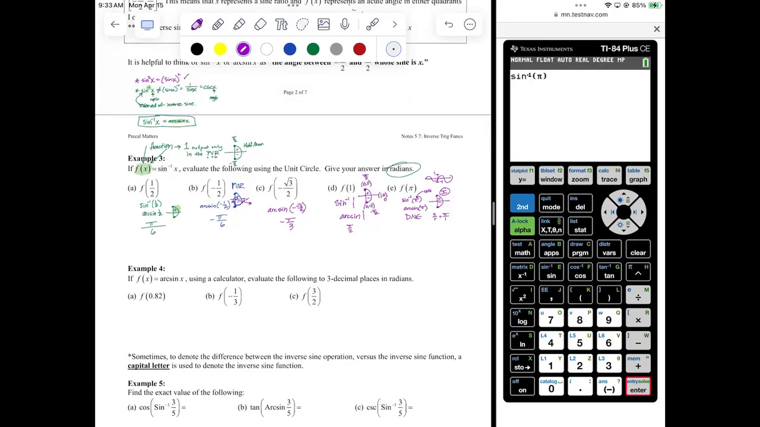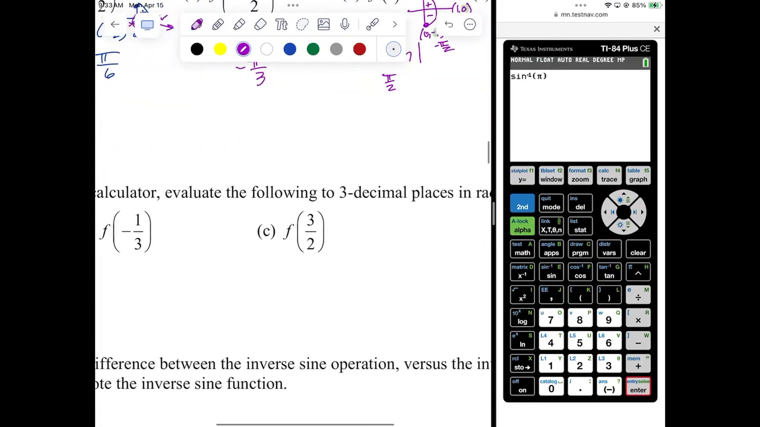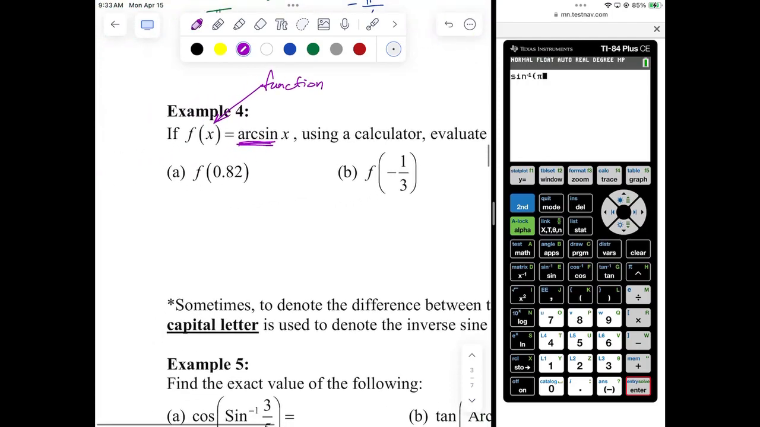All right. Let's try it on the calculator exclusively. Example 4. If f of x is arc sine of x. Hey, what's another name for arc sine of x? Inverse sine of x. Are we talking about the operation where there's multiple answers or the function where there's only one? Function where there's only one. It's f of x. Okay, using a calculator, evaluate the following to 3 decimal places in radians.